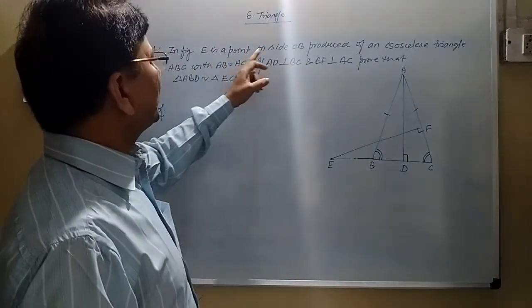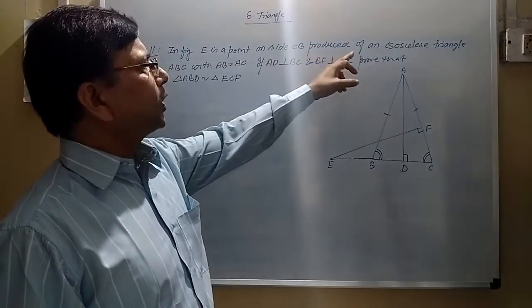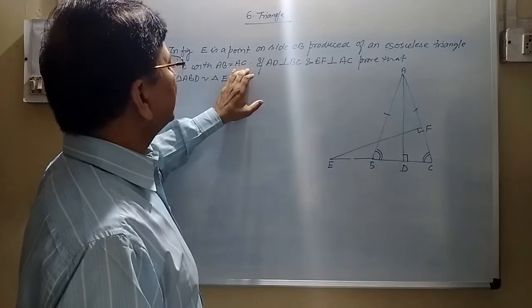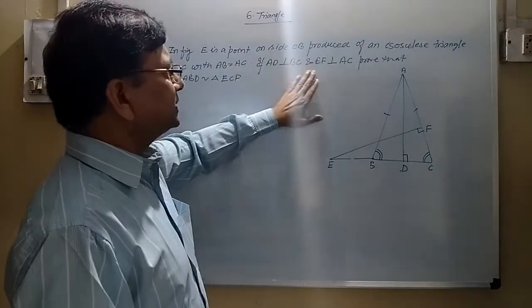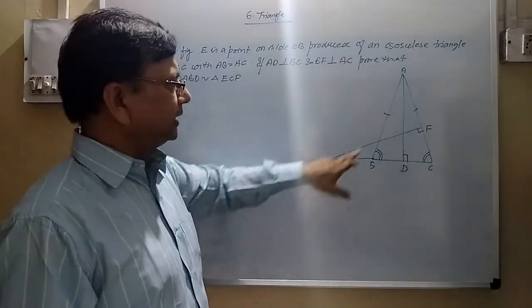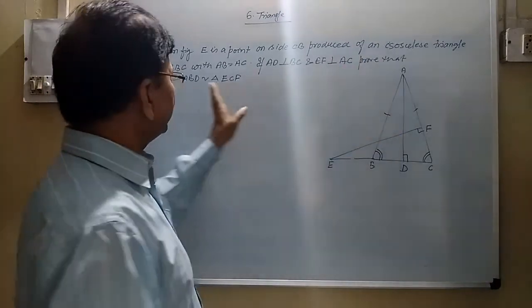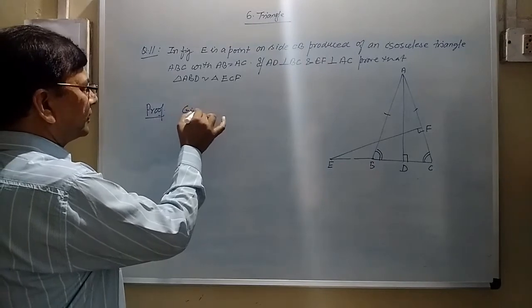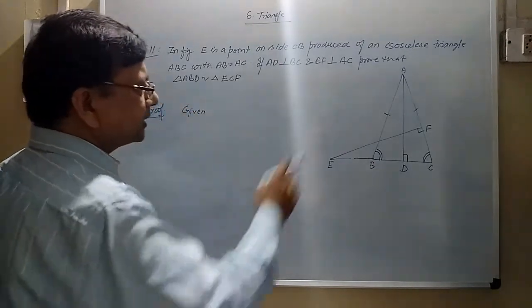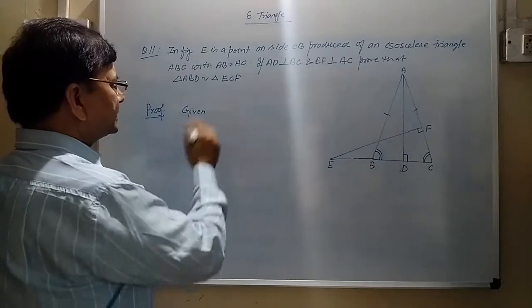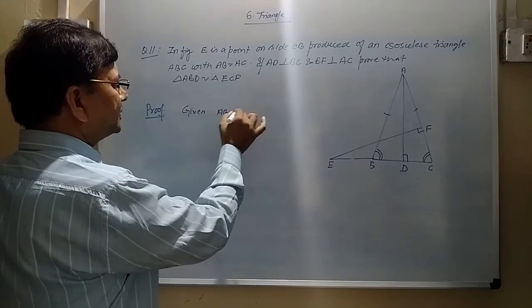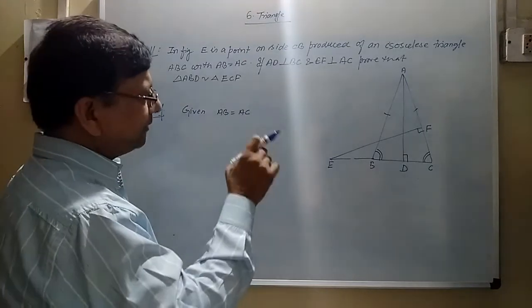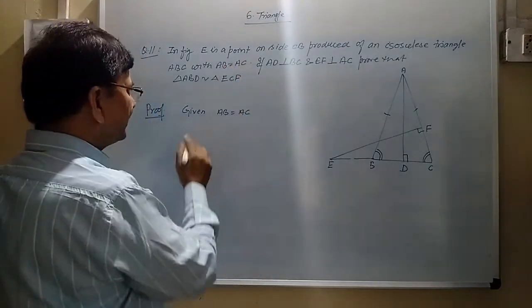In the figure, E is a point on side CB produced of an isosceles triangle ABC with AB equal to AC. If AD is perpendicular to BC and EF is perpendicular to AC, prove that they are similar. Now, given AB is equal to AC. Since ABC is an isosceles triangle where AB is equal to AC, it is already given.